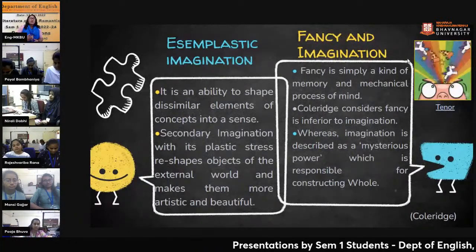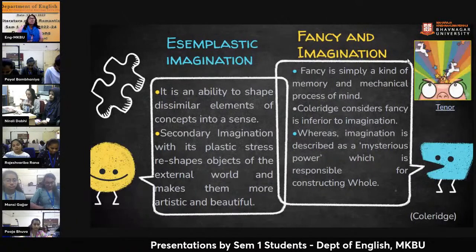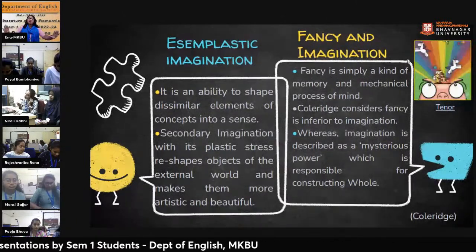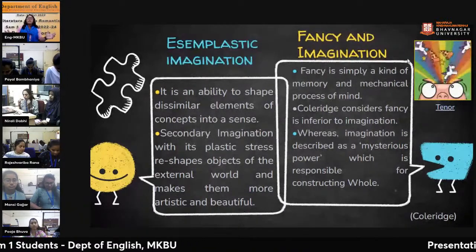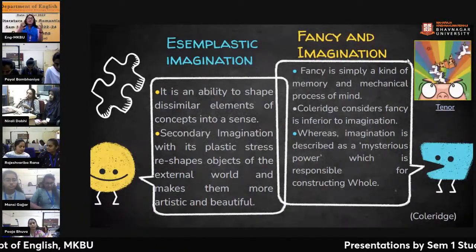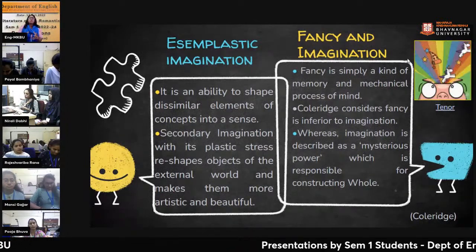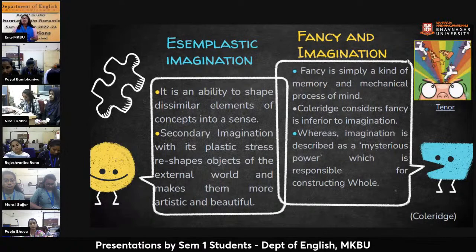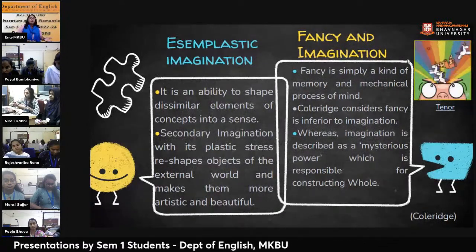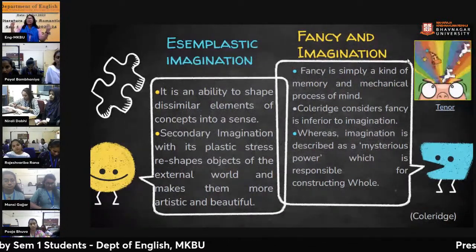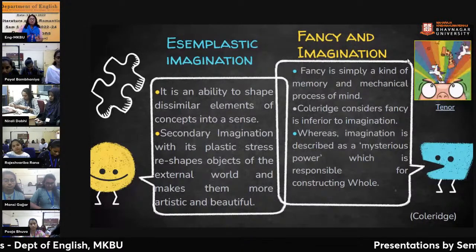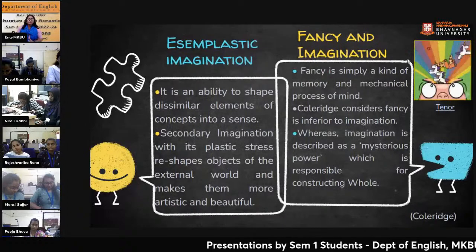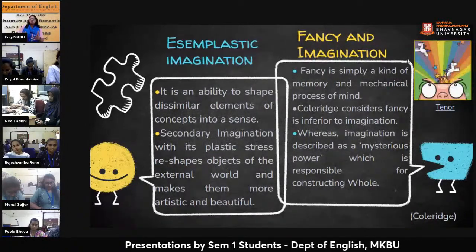Now, esemplastic imagination, this is the supreme level of imagination. It is an ability to shape dissimilar elements and concepts into a sense. If there are so many different things, we can collect all these things in our mind and make something beautiful or sensible. This kind of imagination we can mostly see in scientific-minded persons, and in highly rated minded persons.